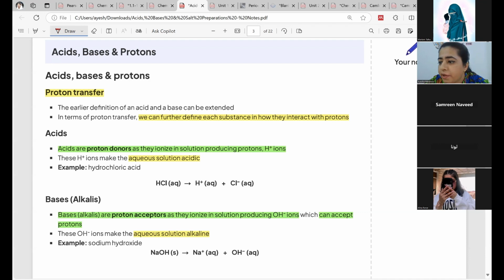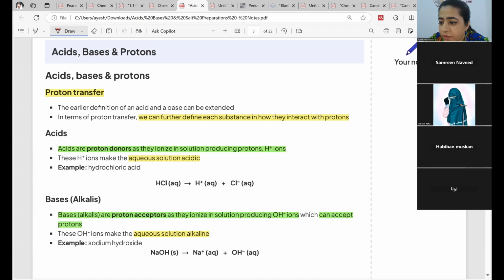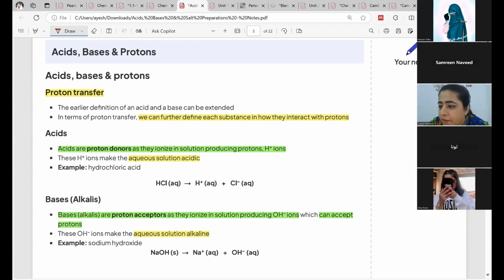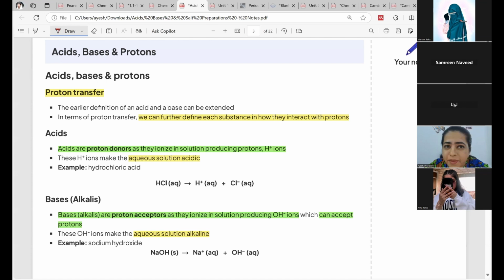Whatever definition you have done before, according to pH values. Can you tell me the definition of acid and base according to pH values? Which one is going to have what value of the pH? Less than 7, more than 7, equal to 7? Yes, Samreen. Miss, acids will have a pH less than 7 and bases will have the pH more than 7. Right. This is the definition we did before.